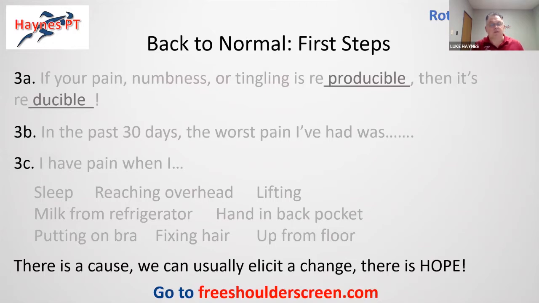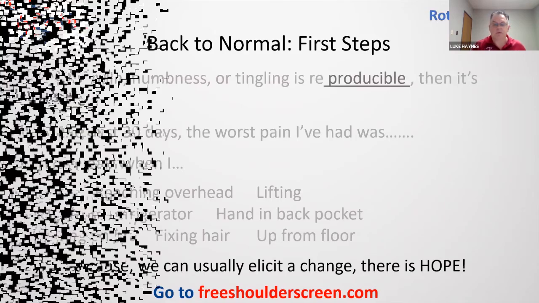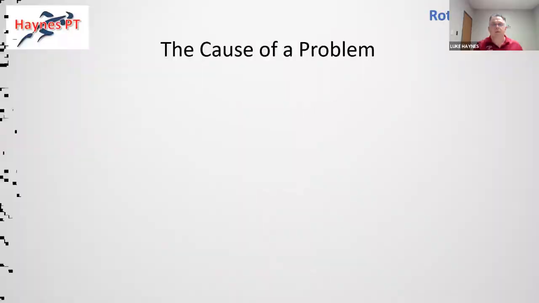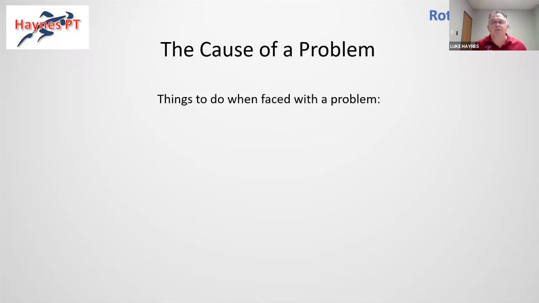And the good news is, if there is a cause, then we can usually elicit a change. And if we can do that, then there's hope. So I'm going to talk really briefly about the cause of a problem. This is any problem. I'm going to use an example of what to do with a problem. The very first thing with any problem, I don't care if it's a shoulder issue or a relationship issue, the analogy I'm going to use is potholes in a road.